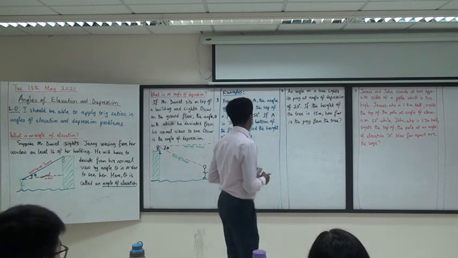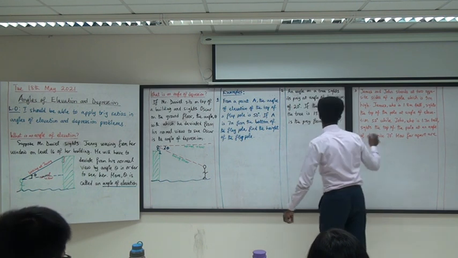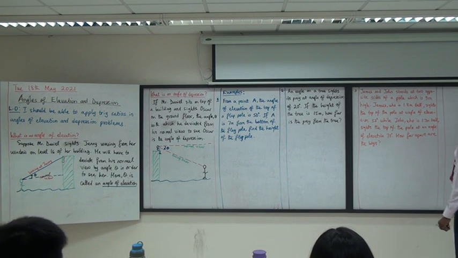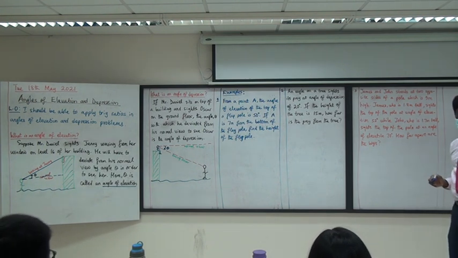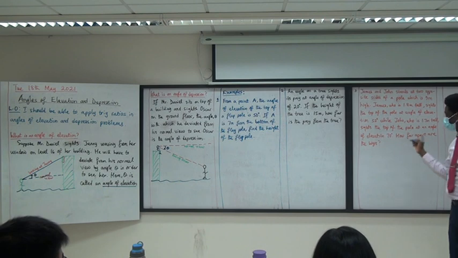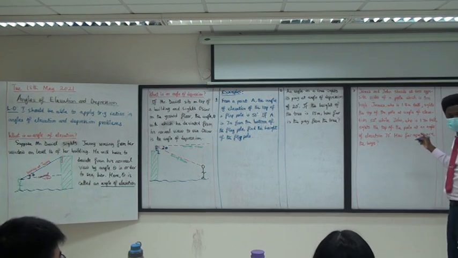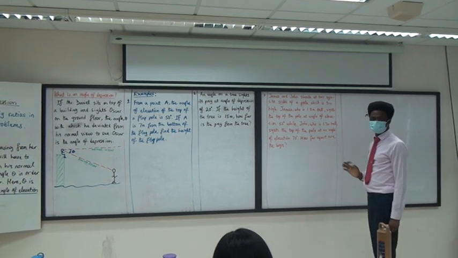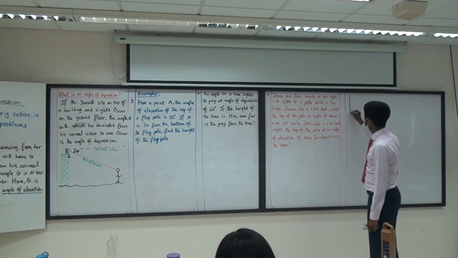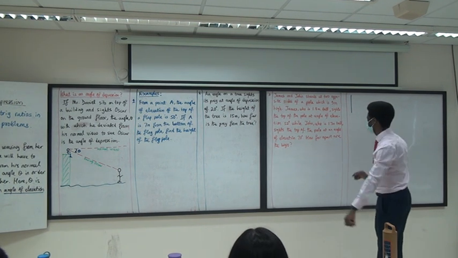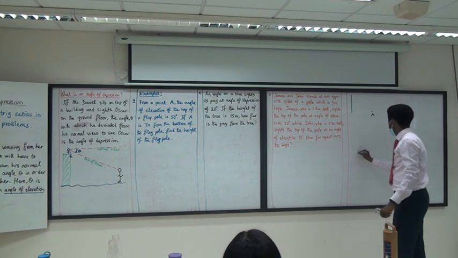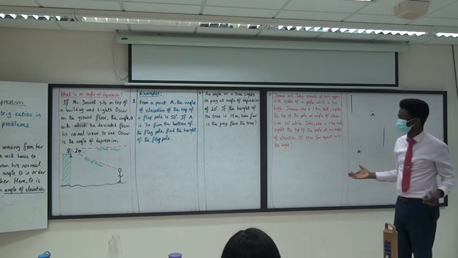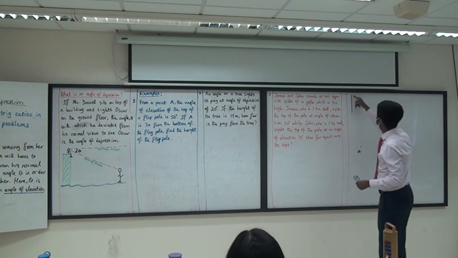So for example, this is an exam. From a point A, this is my point A, the angle of elevation of the top of a flagpole. So there's a flagpole. Can we see this part, sir? Yes. From the point A, the angle of elevation of a flagpole, you might decide to draw your flagpole on the left side of A. I might decide to draw my flagpole on the right side of A. It doesn't matter. The angle of elevation of the top of this flagpole.